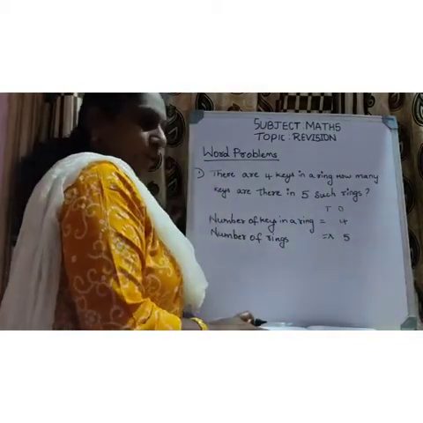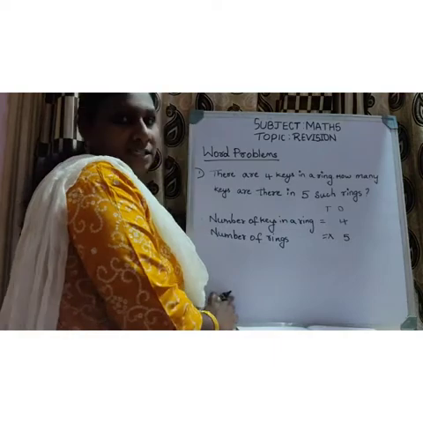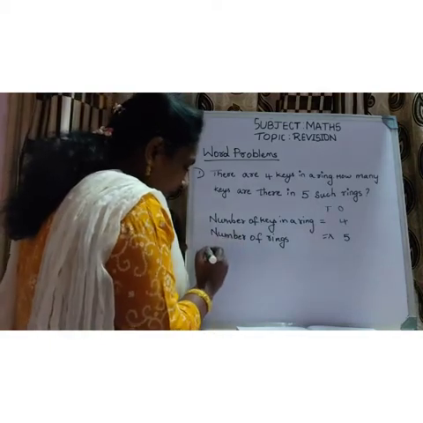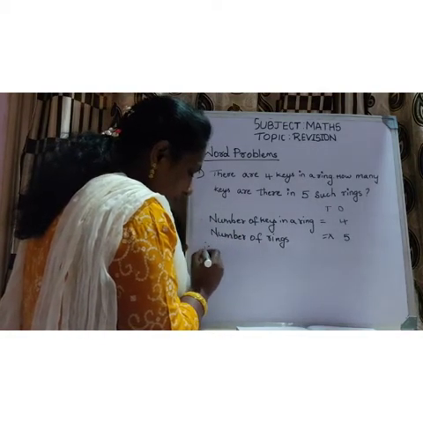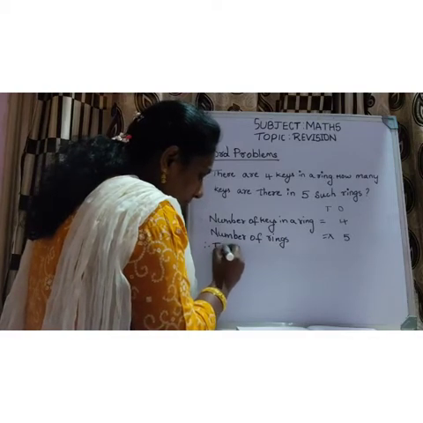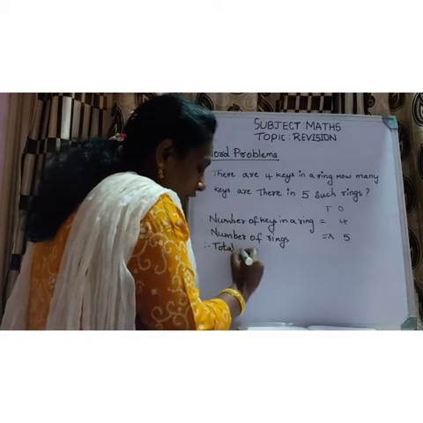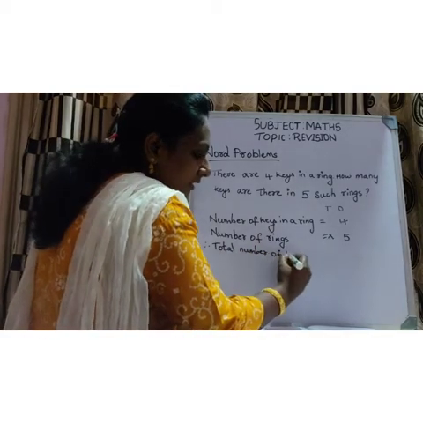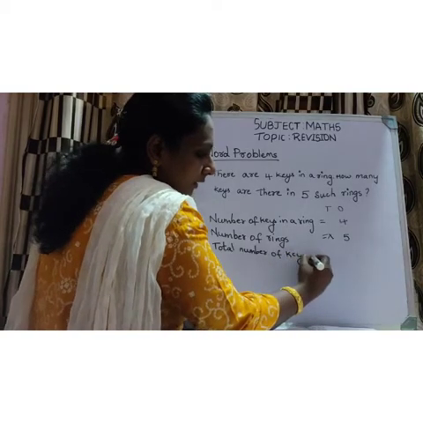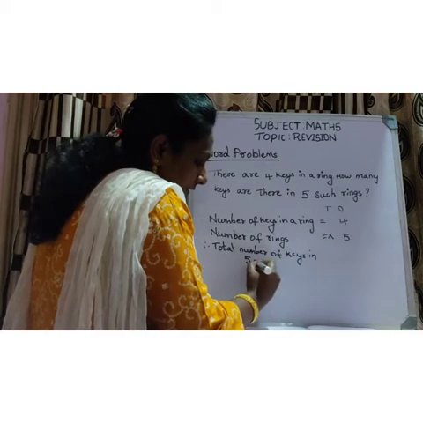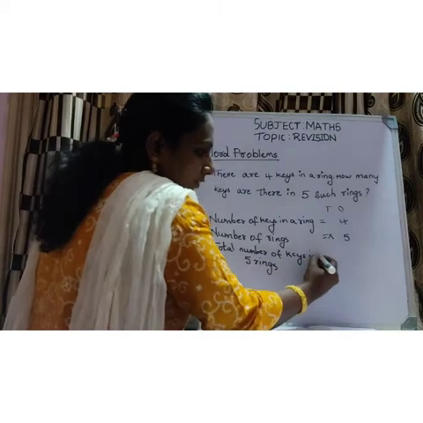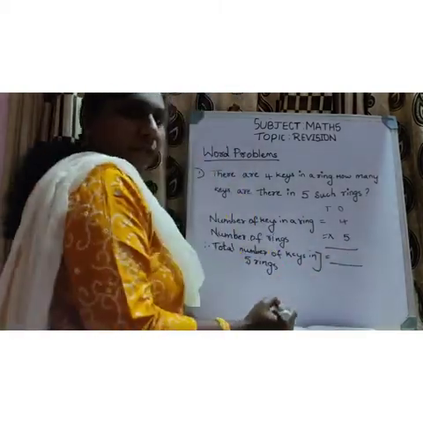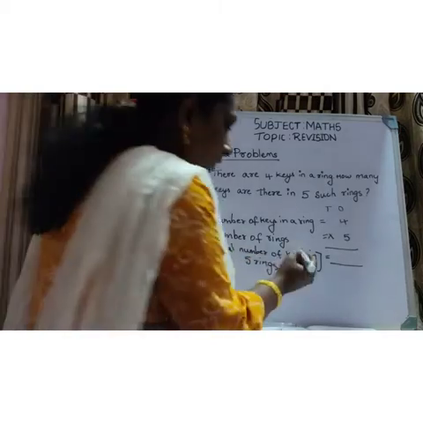Now what you should find out is totally how many keys are there in 5 rings. So the statement is: therefore, this is the symbol for therefore. Therefore, total number of keys in 5 rings. I am going to put a bracket and put equal. Now we will find out the answer, the total number of keys in 5 rings.